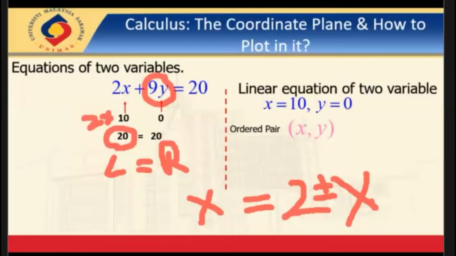So let's see. In this case, if x equal to 10 and y equal to 0, then the left hand side is equal to the right hand side. Do you think that there are any other possibilities also?